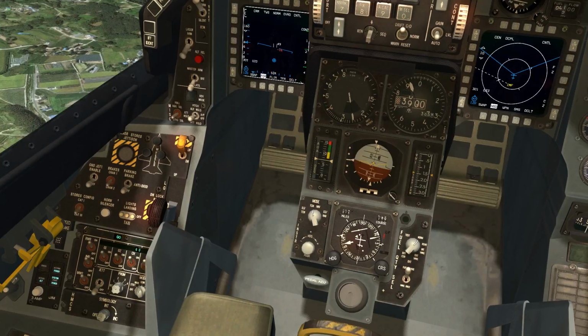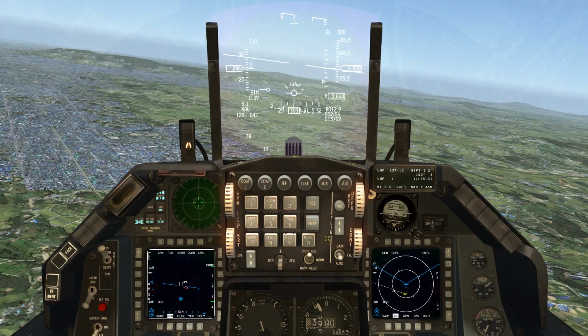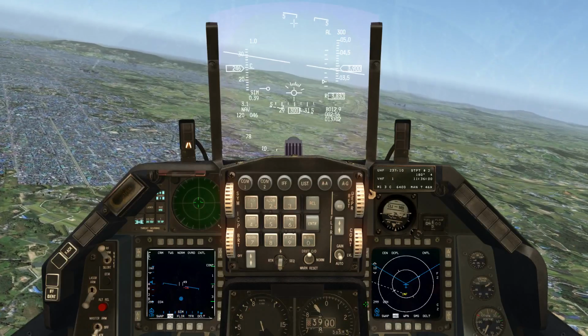All right, so I'm going to go back upstairs, and like I say, I like to fly with occasional glances down to see how my progress is. So let's take it off freeze and fly.